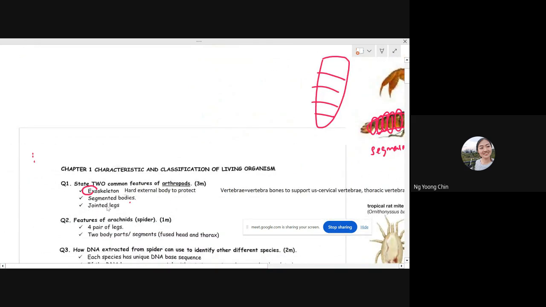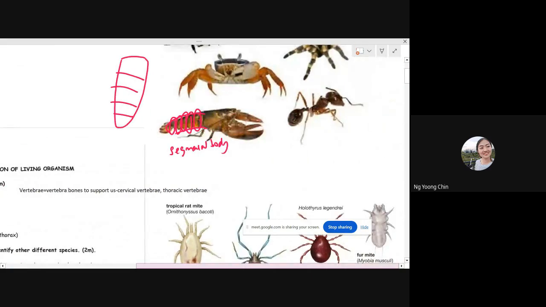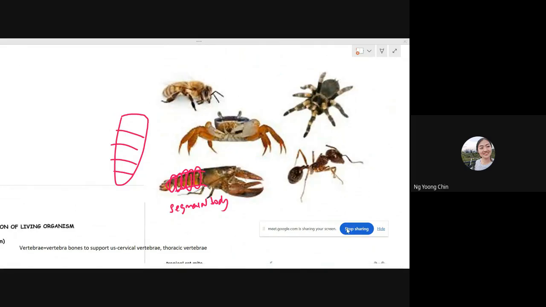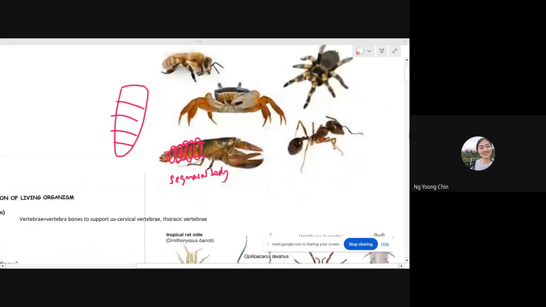And then they have joint legs. What is meant by joint legs? Joint legs are usually found in a lot of the lower class organisms such as insects and also crustaceans. So the joint leg refers to this one. You see their legs, they are joined together. See, 1, 2, joined together. You can see this one, 1, 2, 1, 2. Those are the joint legs.